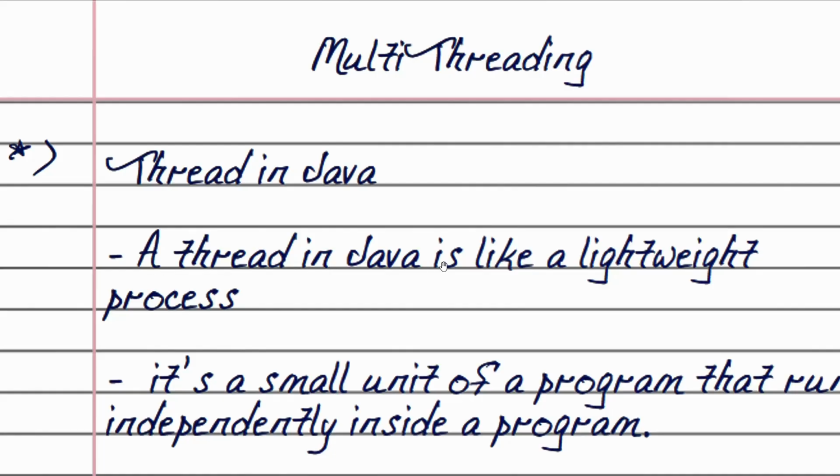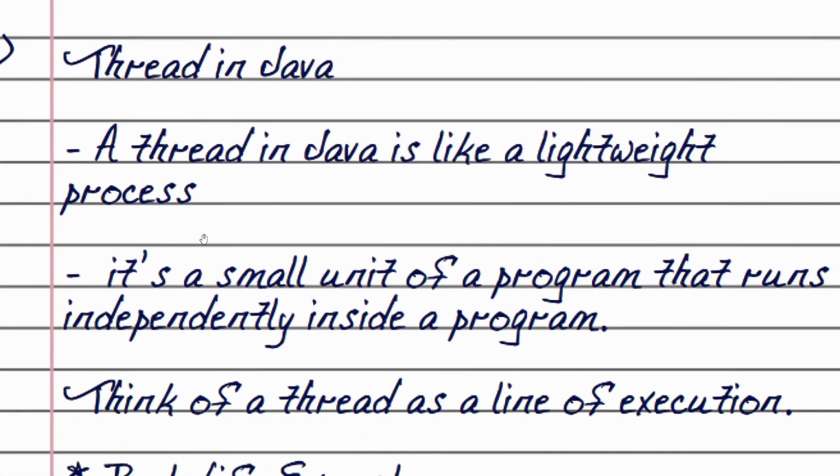A thread in Java is like a lightweight process, and it's a small unit of a program that runs independently inside a program. A thread is also a basic unit of CPU, and it is well known for its independent execution.